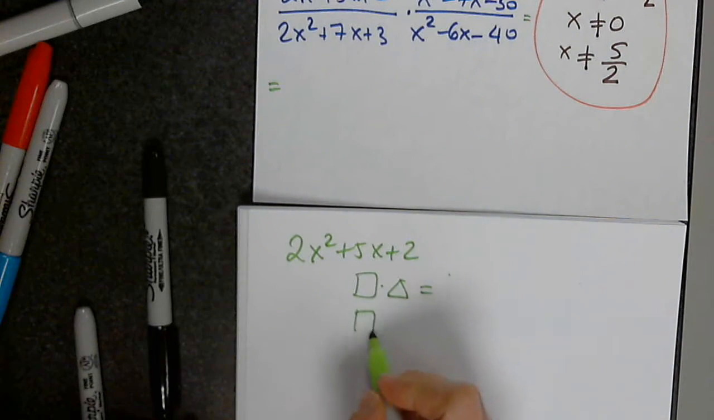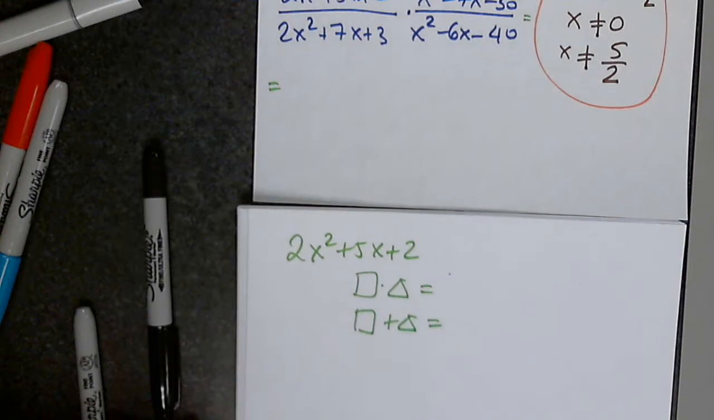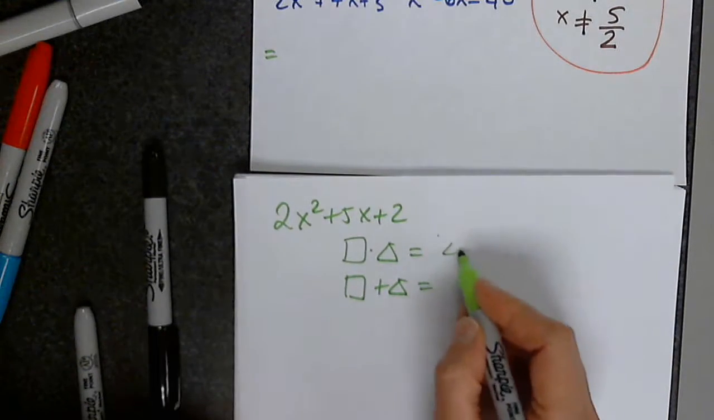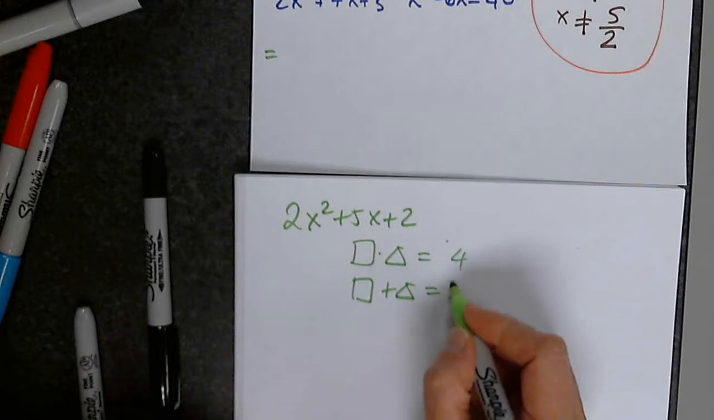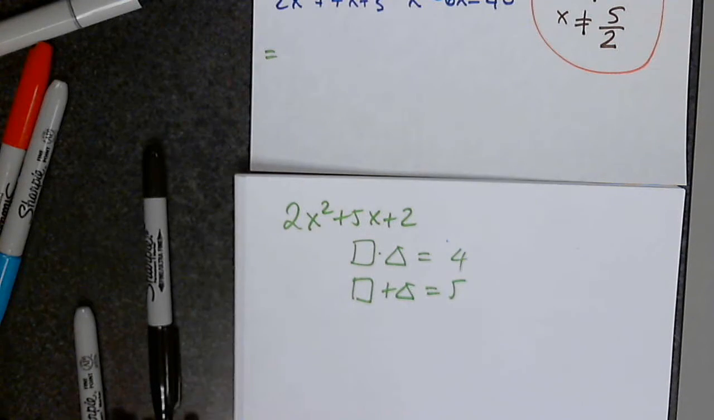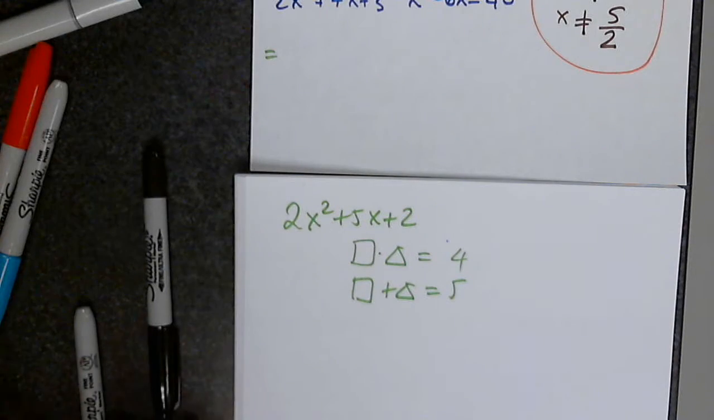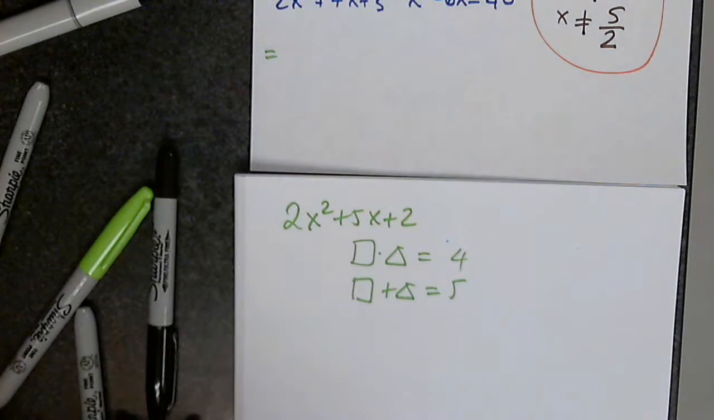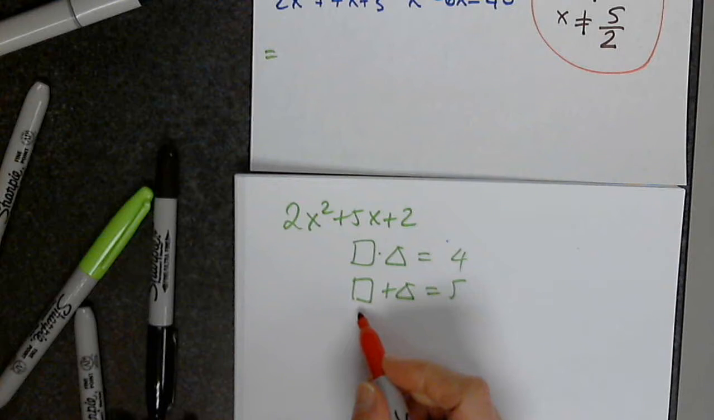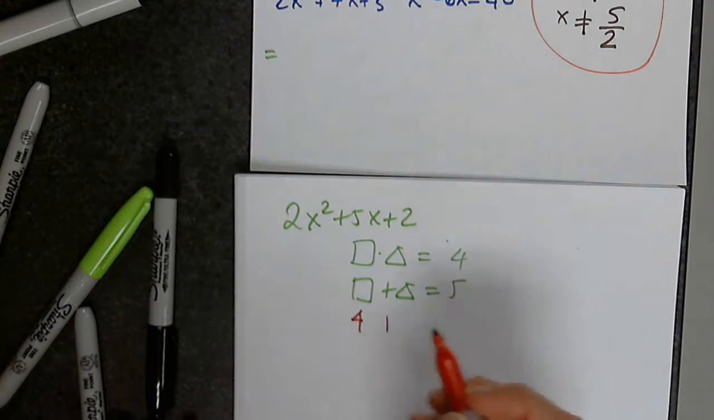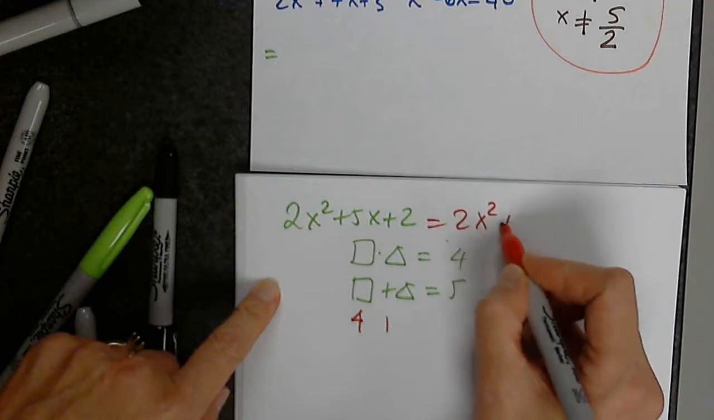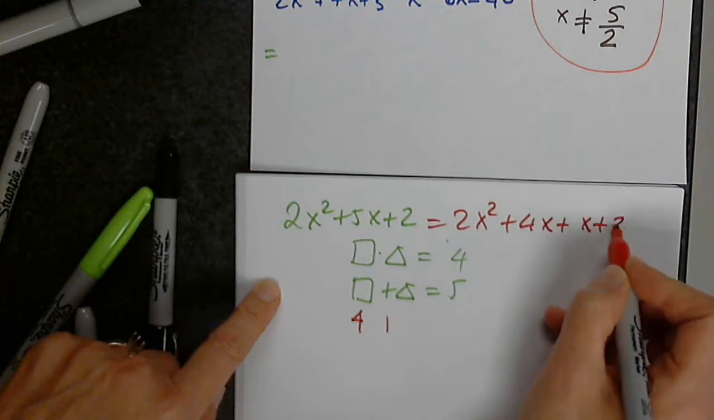So I'm looking for two numbers whose product is 4 and whose sum is 5. Since the product is positive, both numbers have to have the same sign. Since the sum is positive, then I know which signs they have to have. They have to be both positive. So now what do I do? Four and 1. So then I go back and 2x squared plus 4x plus x plus 2.